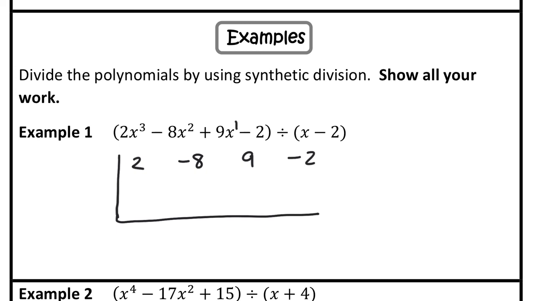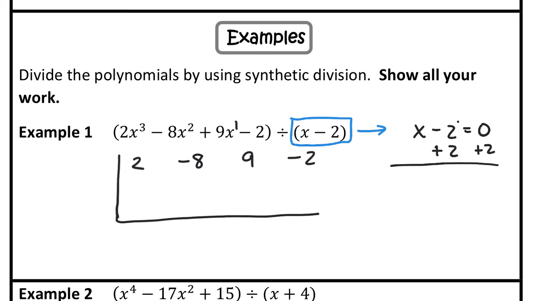Next, I'm going to take the divisor, what I'm dividing by here, and bring it over here and set it equal to 0. Solve for x. So add 2, x equals 2. So I'm going to take the 2 that I got, put it over here. Okay, so now let's begin the synthetic division.